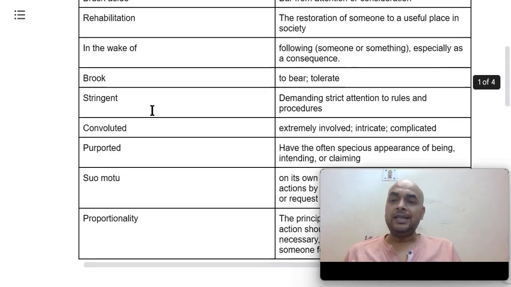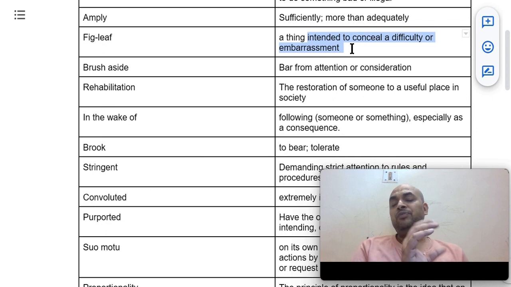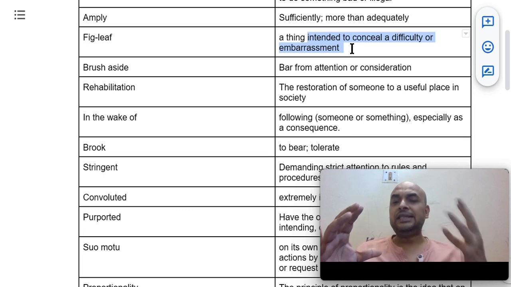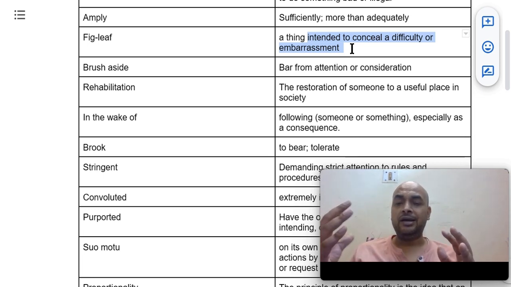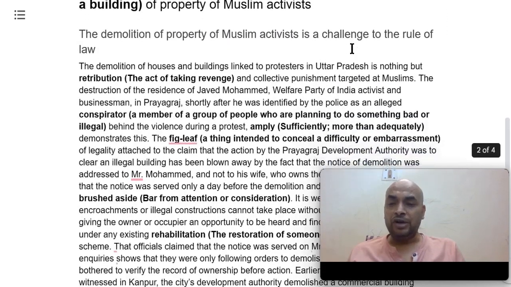ठीक है. And then the next word we have got is fig leaf. Fig leaf का मतलब होता है a thing intended to conceal a difficulty or embarrassment. Something which is conceal. Conceal means hide. So any difficult thing or any embarrassing thing, if something is made to hide, it's called a fig leaf. Let's see the contextual uses.